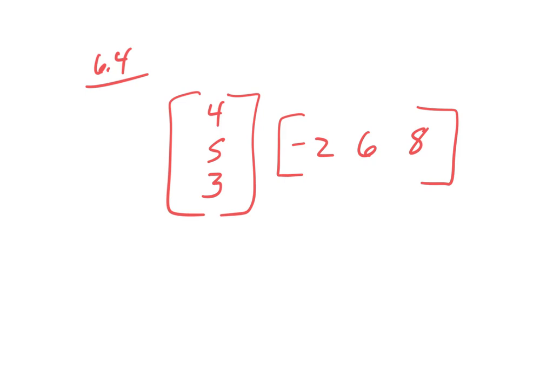6-4 was adding matrices, subtracting matrices, and then we did a little bit of multiplication of matrices. And there's two kinds of multiplication. There's matrix multiplication, and then there's actually multiplying two matrices together, okay?